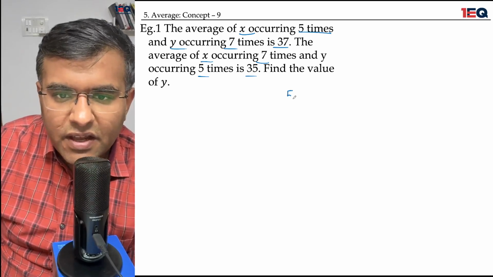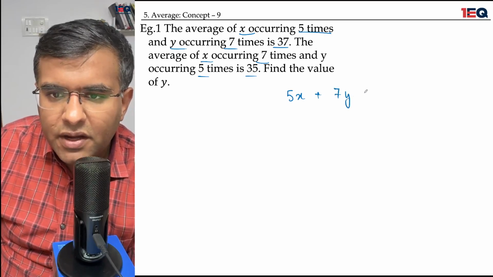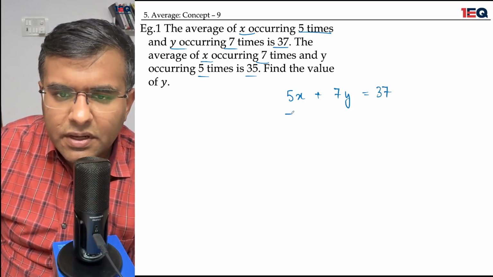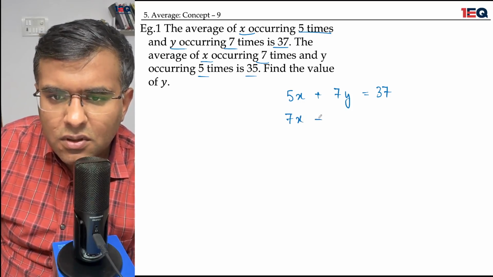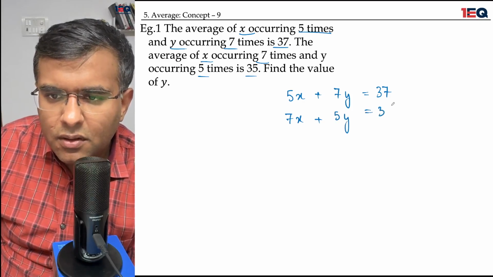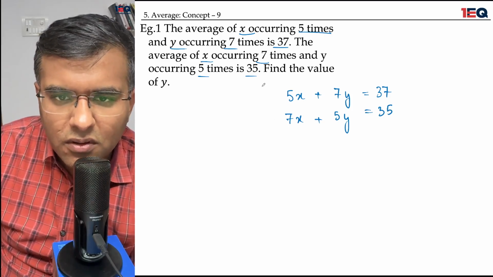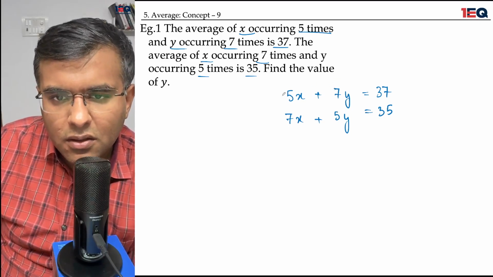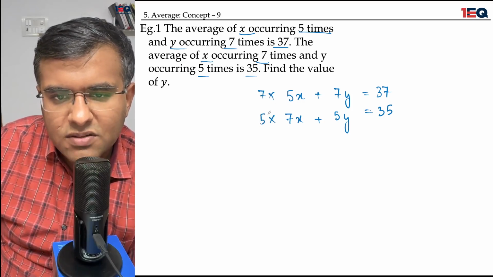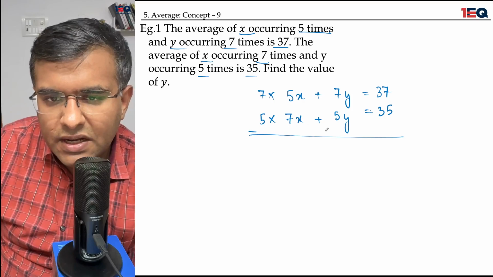5 times x plus 7 times y is equal to 37. Similarly, 7 times x and 5 times y is 35. So through these equations, I need to find out the value of y. To eliminate x, I would have to cross multiply them by 7 and 5. What I would get out of it is that the x would get cancelled.